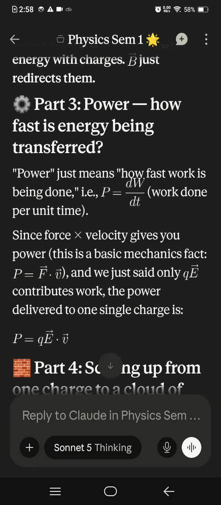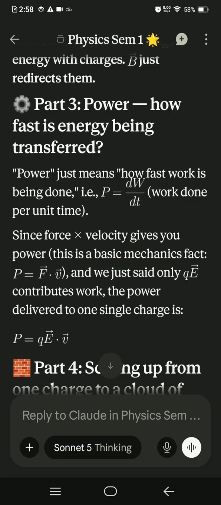Part 3, power. How fast is energy being transferred? Power just means how fast work is being done. So P is the rate of change of work per time, work done per unit time. Force times velocity gives power, because work done is force times displacement, and displacement over time is velocity. So power is force times velocity.